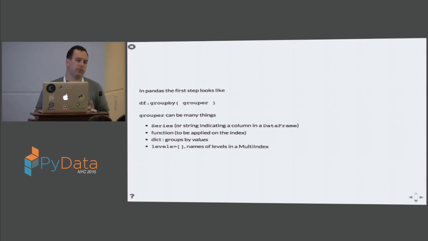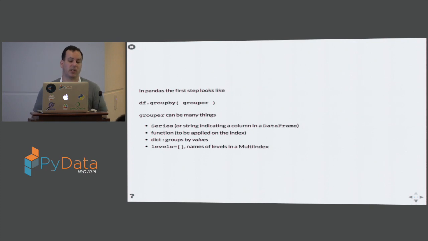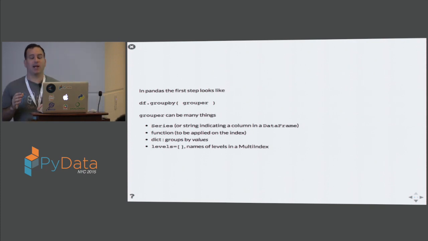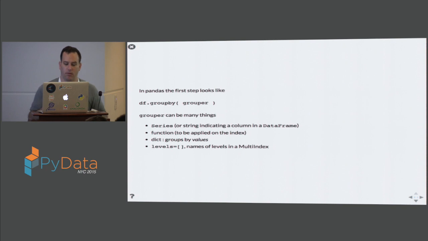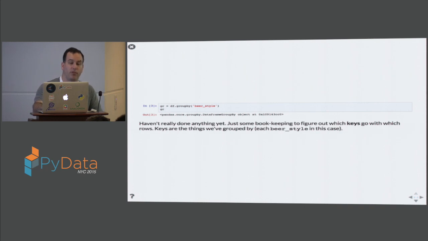You can group by many things. You can group by a column, you can group by the levels of a multi-index, but you can also give things like a function, a dictionary, or a series-like object that has a mapping. It could be a completely arbitrary mapping. This is where things can get quite interesting. Group by just creates an object, it doesn't actually do any computation. It just gives you an object back, and I'll show you how that's useful in a little bit.